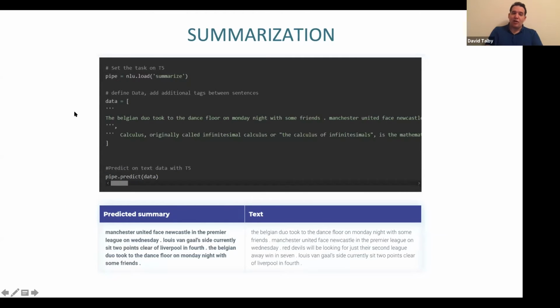Another interesting thing you can do with NLU is summarize text. It also uses the underlying Spark NLP models. So NLU.load summarize, you have the data, and then call predict on the data. So really it's the same thing. We just split the data into several lines because it's longer. That's why we want to summarize it. And you get the pandas data frame with the text and the predicted summary.